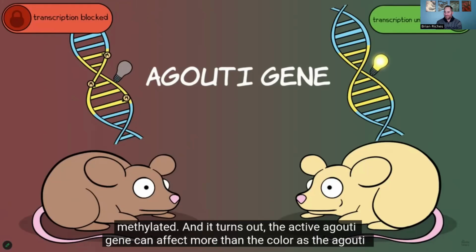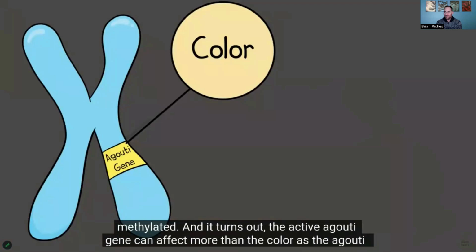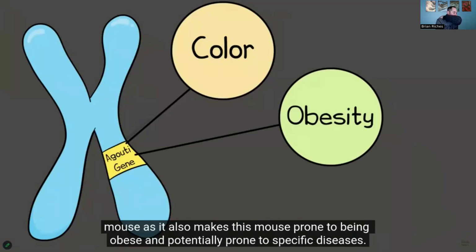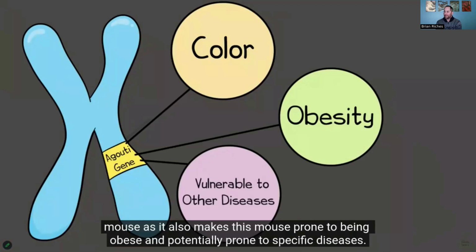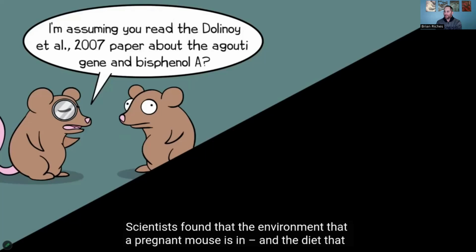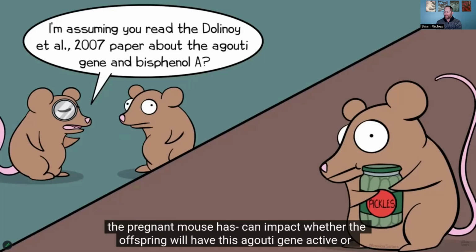And it turns out the active agouti gene can affect more than the color, as it also makes this mouse prone to being obese and potentially prone to specific diseases. Scientists found that the environment that a pregnant mouse is in and the diet that the pregnant mouse has can impact whether the offspring will have this agouti gene active or not.